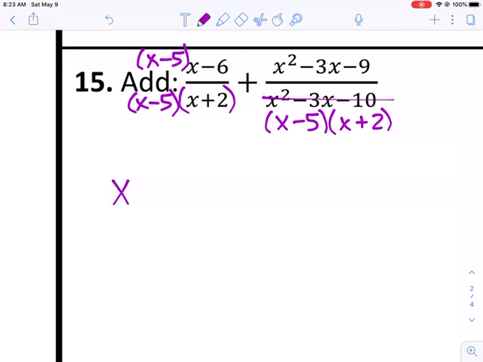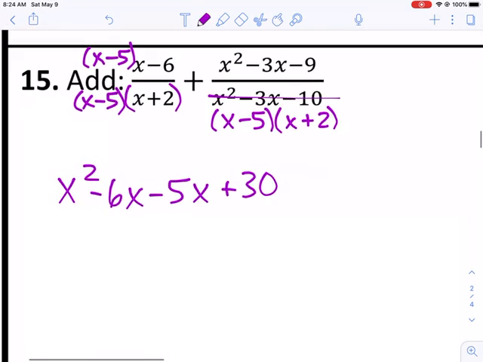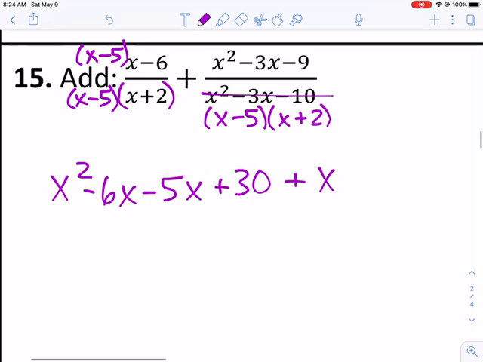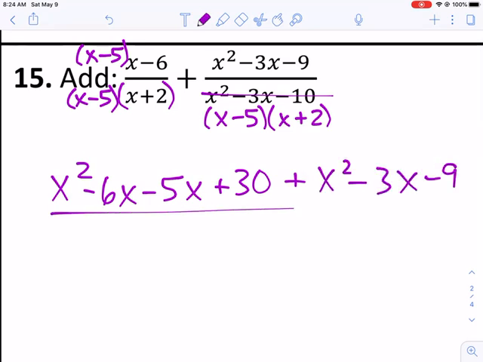So x times x is x squared. X times negative 6 is negative 6x. Negative 5 times x is negative 5x. And then negative 5 times negative 6, positive 30. Plus our x squared minus 3x minus 9. And we all have the same denominator. So we're already in one fraction here.